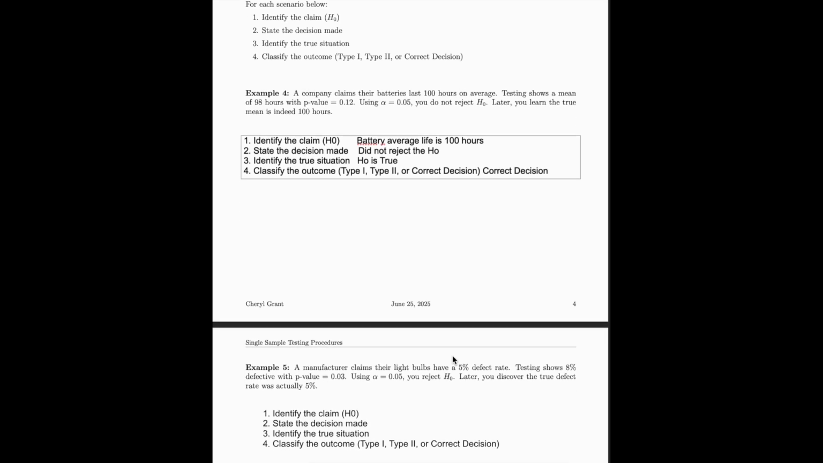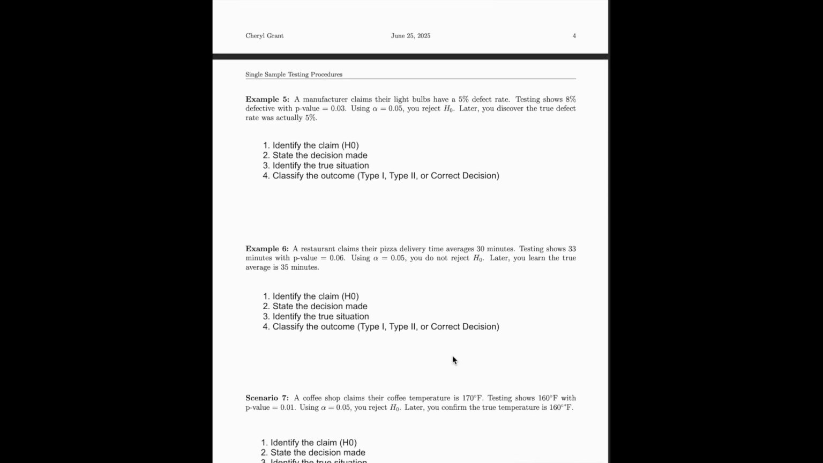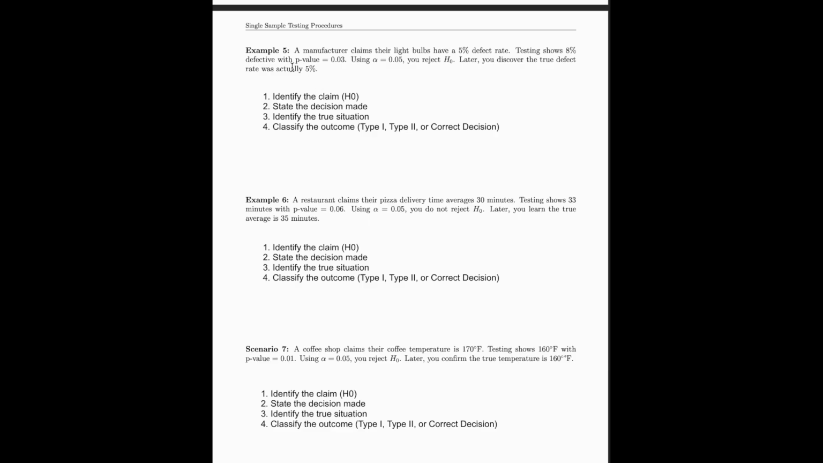All right, let's look at the next example. Example 5 says, a manufacturer claims that their light bulbs have a 5% defective rate. Testing showed an 8% defective rate with a p-value of 0.03. Using a 0.05 level of significance, you reject H0. Later, you discover the true defect rate was actually 5%.